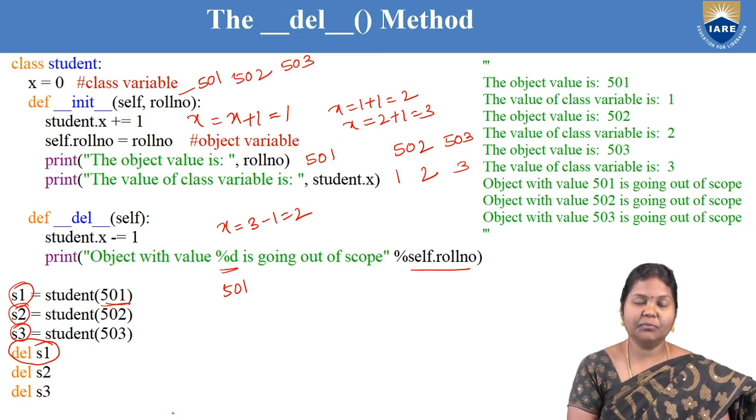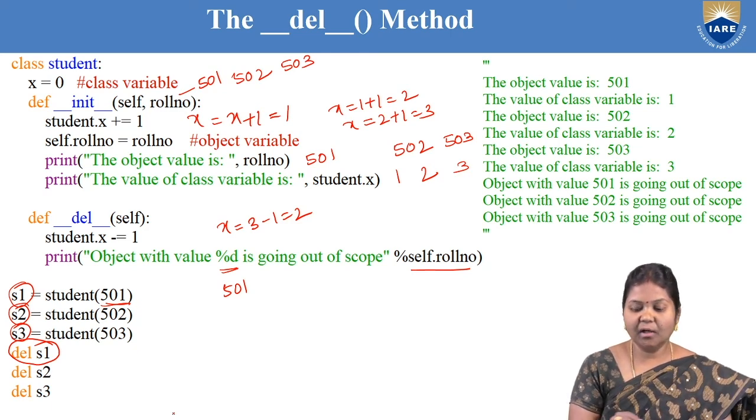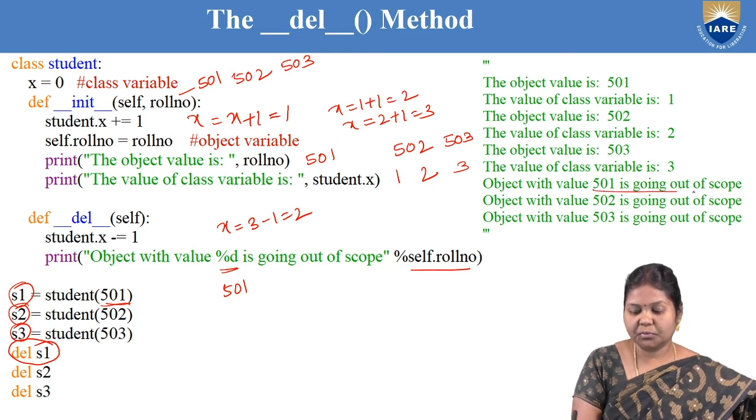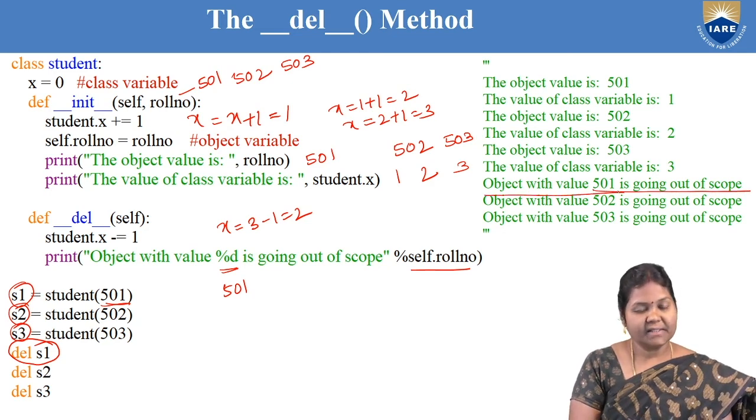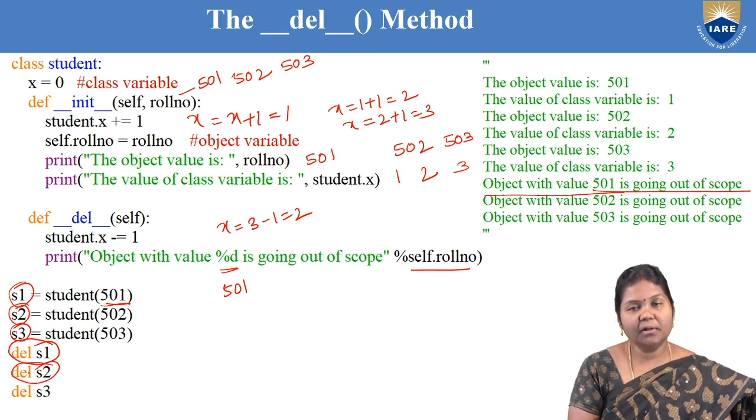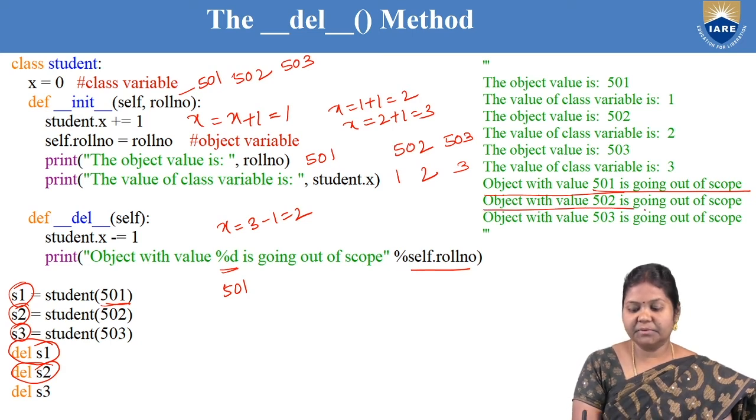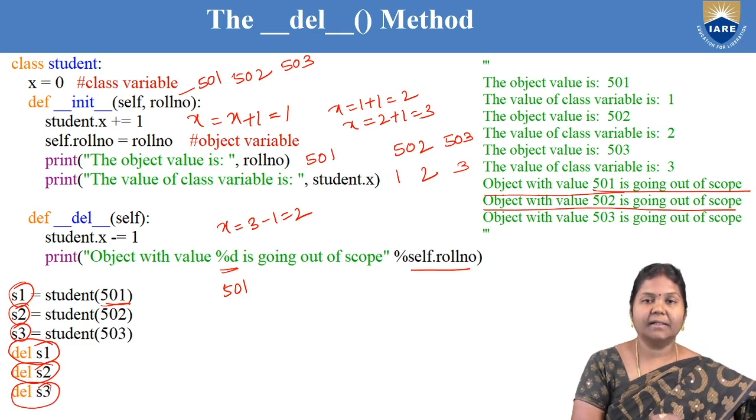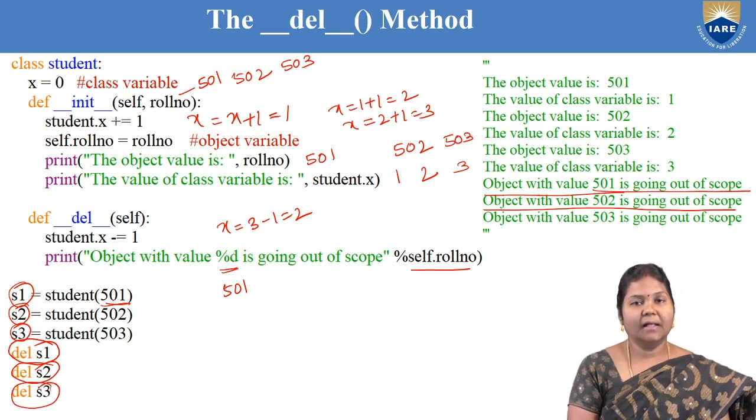So del S1, if you want to delete that object, then automatically this del method is invoked and executed. You will get the output, object with value 501 is going out of scope. This message you will get. The second time, you want to delete the second object, so again the del method will be executed here, and the second object will be deleted, going out of scope. Then the third object we are deleting. Like that, the del method can be used in Python.